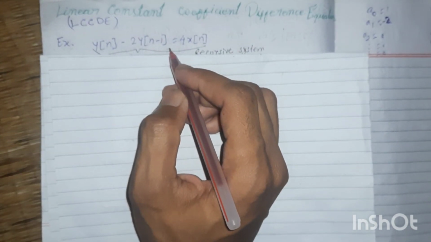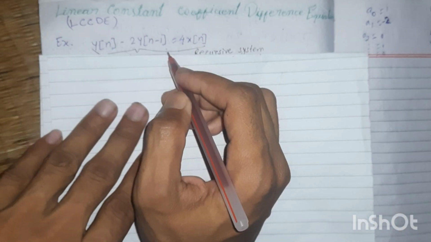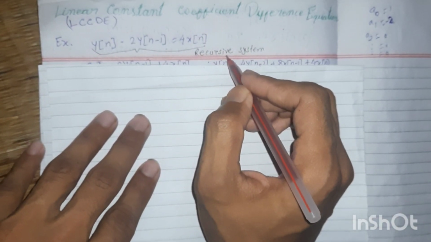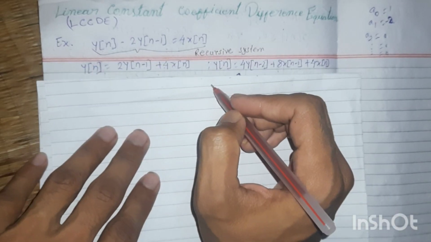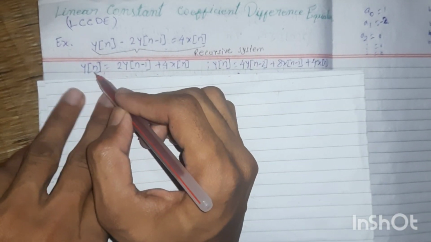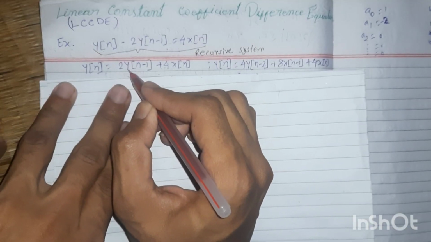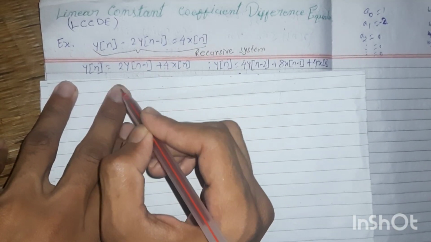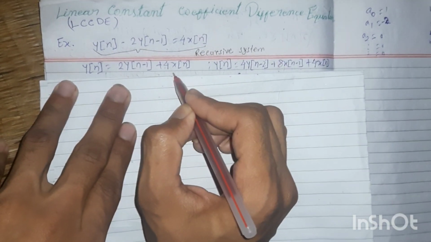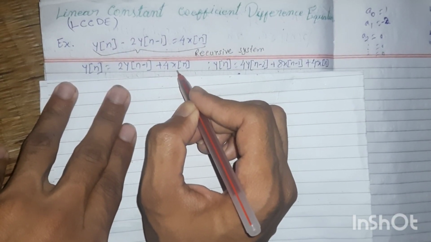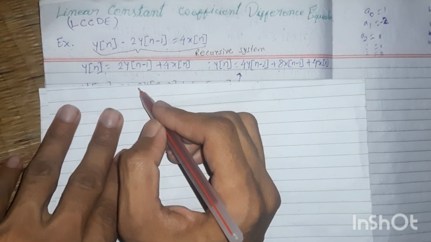So this type of input-output relationship equation is called a recursive system. Here the output y of n at the instance n equals 2 times y of n minus 1, meaning the previous output times 2, plus 4 times x of n, the input at that instance, 4 times the input. So this is the equation.